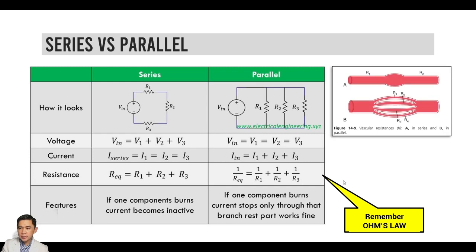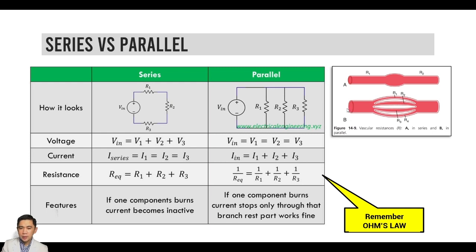So if we apply this to our blood vessels, blood vessel A represents a series circuit and blood vessel B represents a parallel circuit. So the blood flow in A will meet resistance 1 and resistance 2, and resistance 1 and resistance 2 will be additive in such a way that the flow that is going out from here has diminished depending on the two resistances.